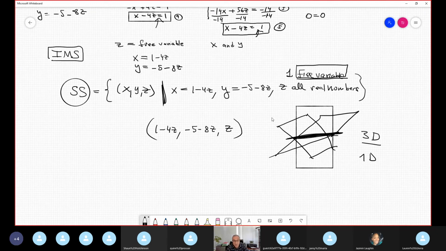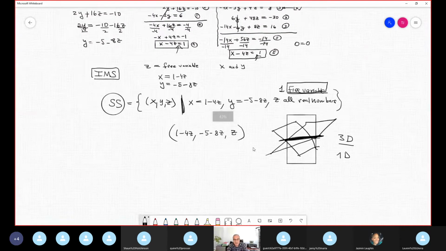Z. If you have two free variables, then it's a plane. But okay, let me try to see in Geogebra now. Okay, any question, guys? Do you understand? This is a little bit confusing. I understand that.